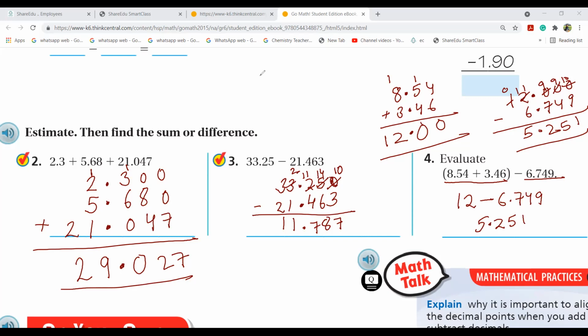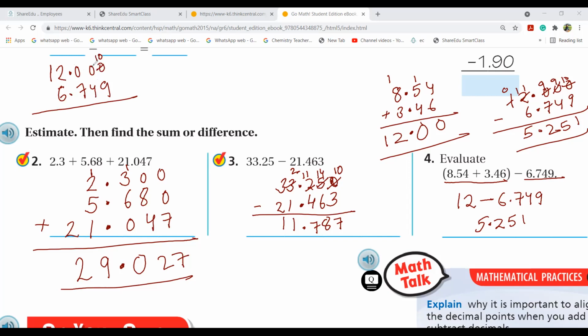Okay, I will explain that now. Just look at the screen. Here, girls, you got 12, okay? And you have 6.749. Just put a point here and put 3 zeros. Why do you put that? Because you don't have any number and any point. Now, 0 and 9.